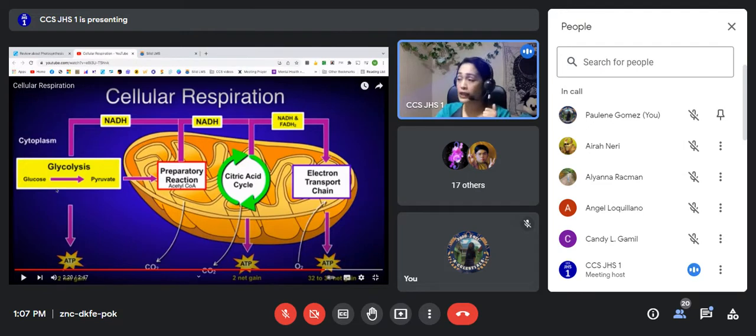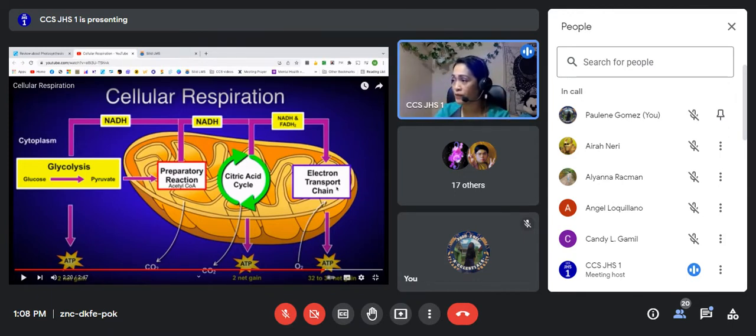So, looking back, glycolysis produces only two. Citric acid, 2 ATP as well. But for ETC, this can generate up to 32 to 34 ATP. So my question now, which among the stages produce the most number of ATP? First, second, or third? Third. But what made it possible is that the first and second stages actually provided the third stage the necessary substances it can use for the generation of more ATP.